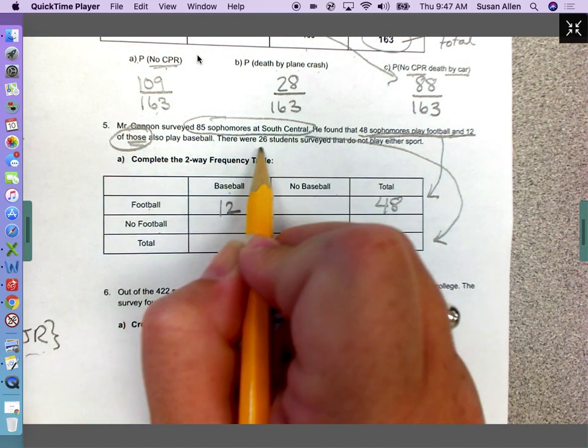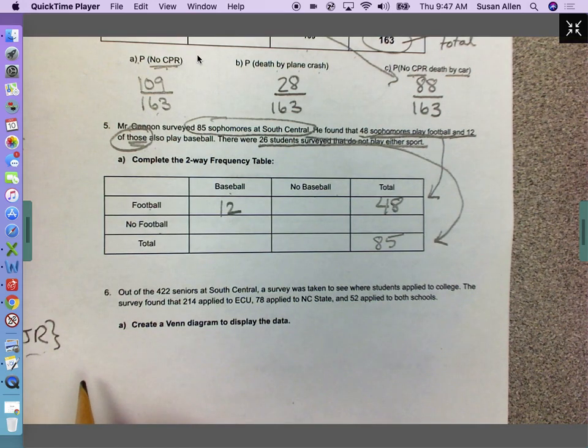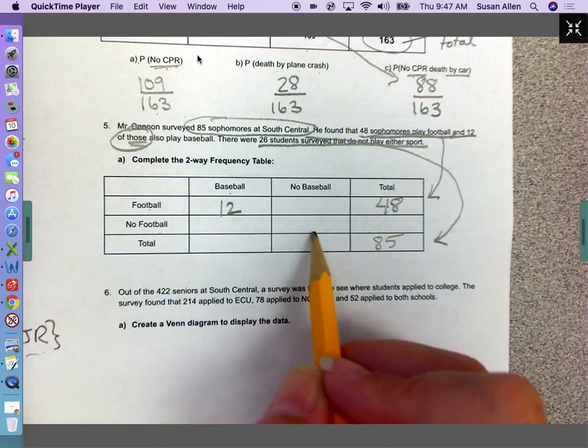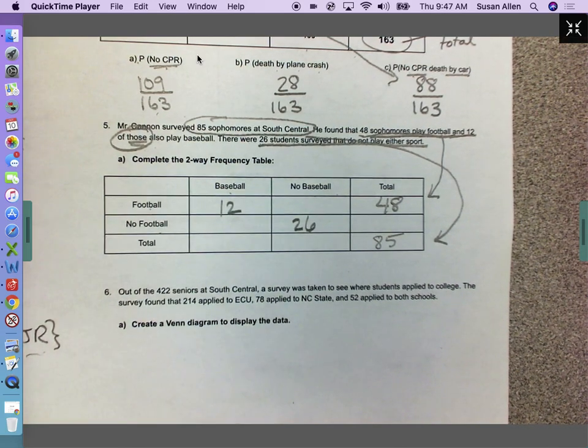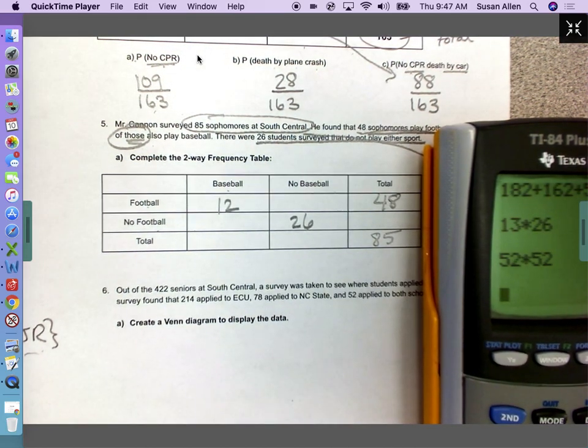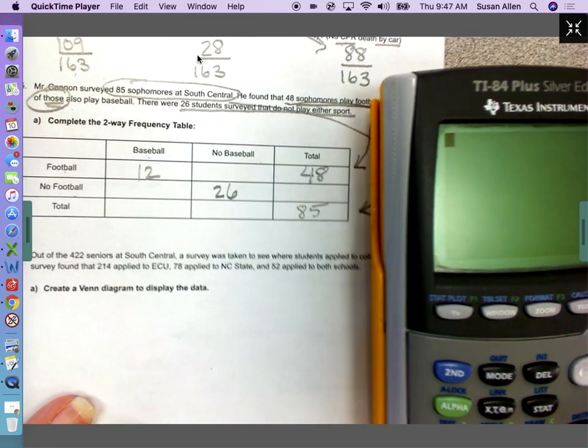Then it says there are 26 students surveyed that do not play either sport. So that would go in the no baseball, no football, 26. So we have now filled in all the information given. Now it is our job to fill in the remaining values by thinking about whether I should add or subtract.